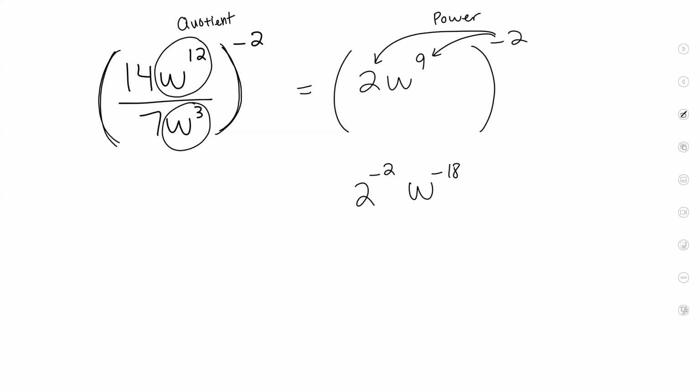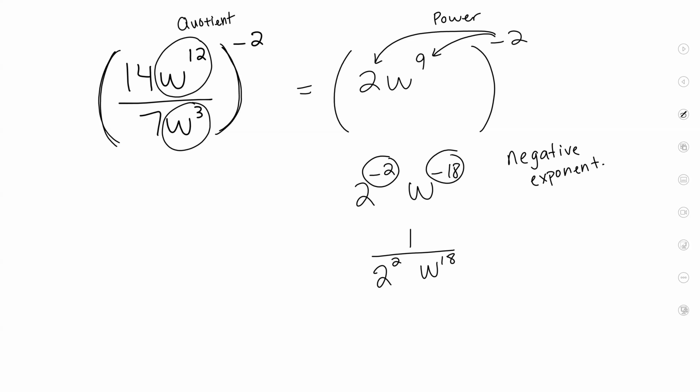Okay, now remember, now we're going to do the negative exponent rule. So whenever you have a negative exponent, just bring it to the other side. So this will be 2 squared will be on the bottom. W to the 18 will also go to the bottom because these are negative exponents. Negative exponents are going to flip the side. So this is now 1/(4 W to the 18th power).